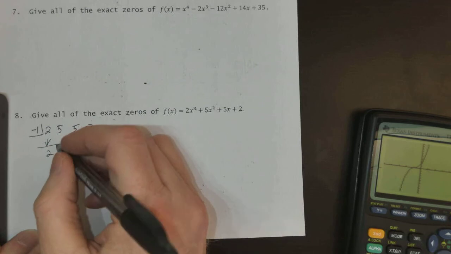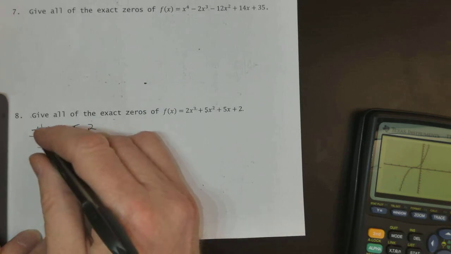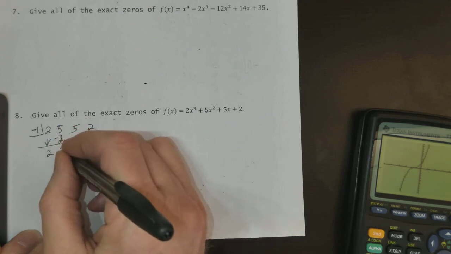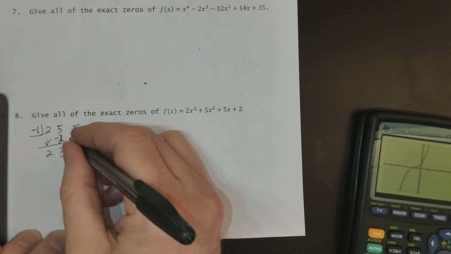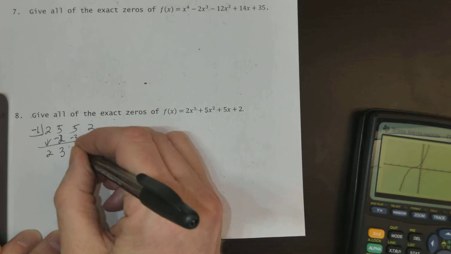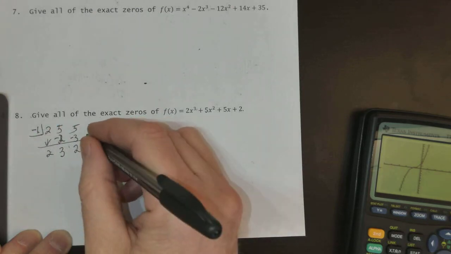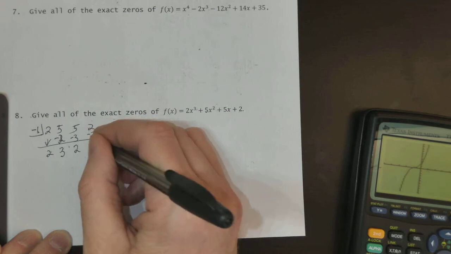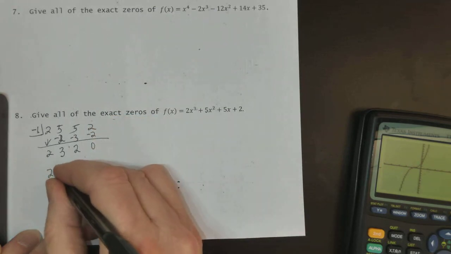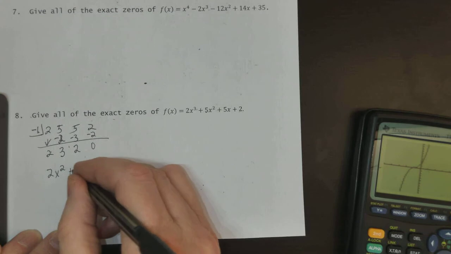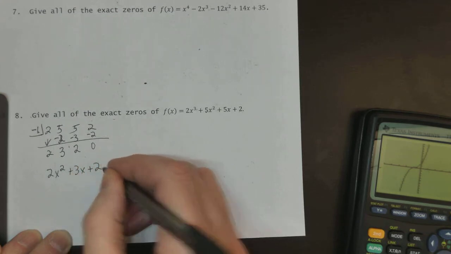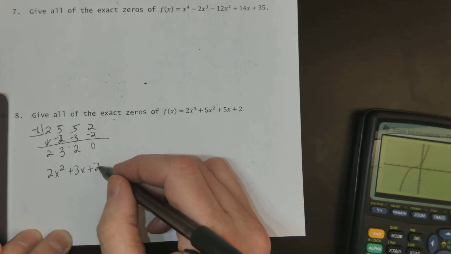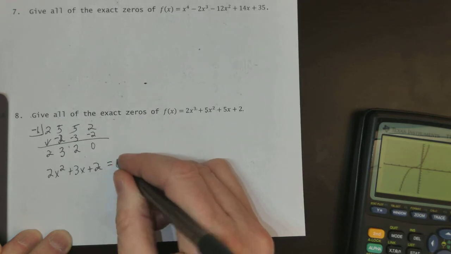So put the 2, and -1 times 2 is -2. 5 and -2 make 3. -1 times 3 is -3. 5 and -3 is 2. -1 times 2 is -2, and that is 0. So we've got now 2x squared plus 3x plus 2. And I'm going to set that equal to 0.